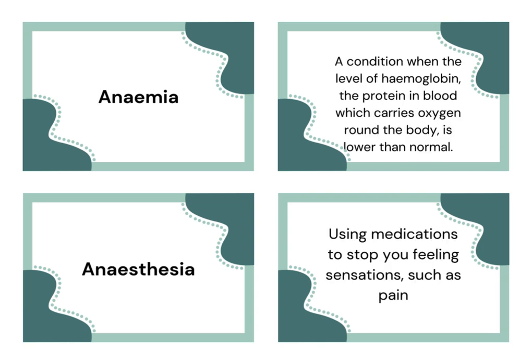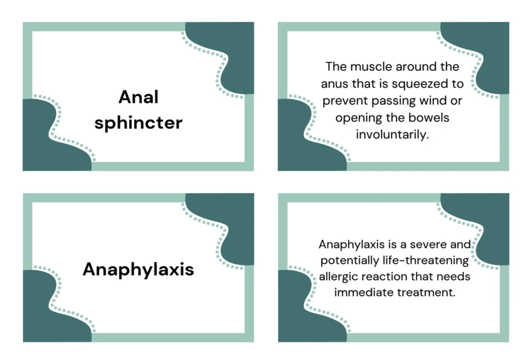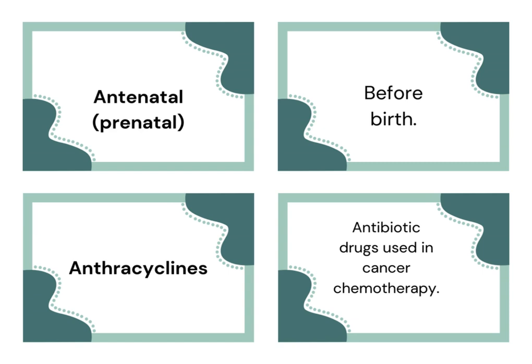Anemia: a condition when the level of hemoglobin, the protein in blood which carries oxygen round the body, is lower than normal. Anesthesia: using medications to stop you feeling sensations such as pain. Anal sphincter: the muscle around the anus that is squeezed to prevent passing wind or opening the bowels involuntarily. Anaphylaxis: a severe and potentially life-threatening allergic reaction that needs immediate treatment. Antenatal: prenatal, before birth. Anthracyclines: antibiotic drugs used in cancer chemotherapy.